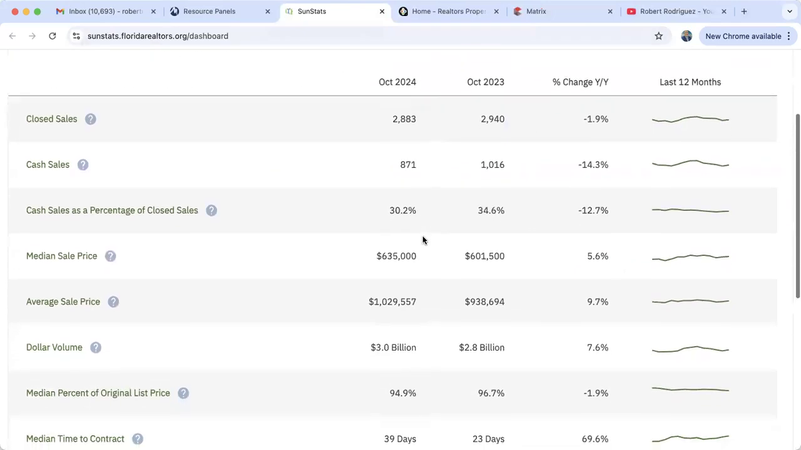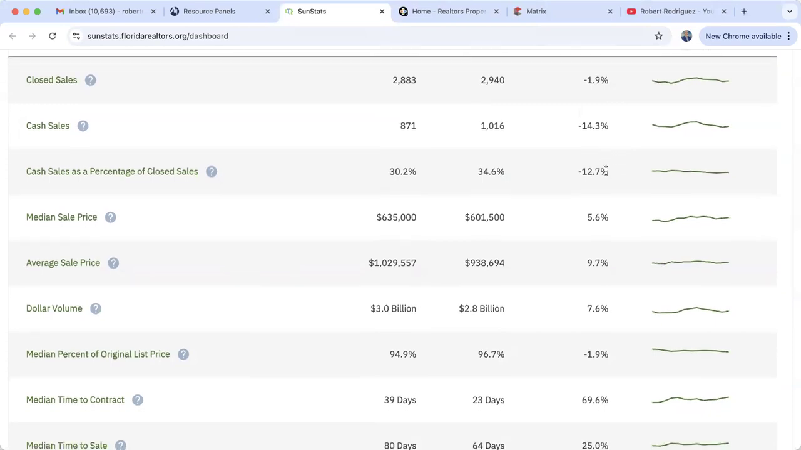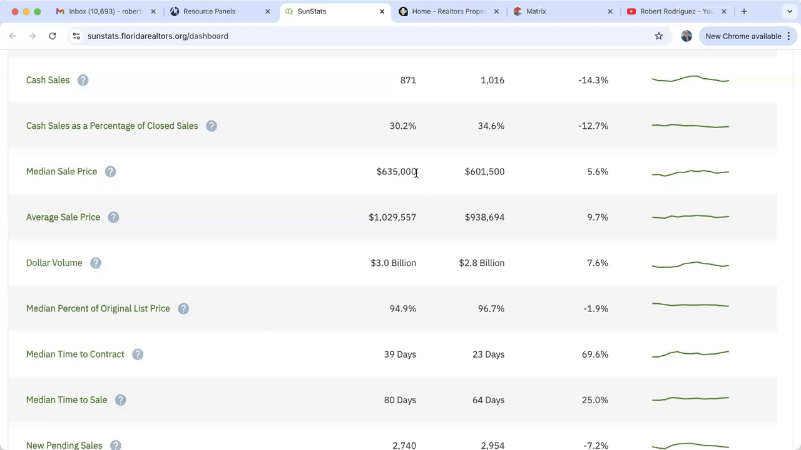All right, so October, because November's not finished. So October 24 versus October 23, and then the percent change. Closed sales in Miami-Dade County, Broward, and Palm Beach County, 2,883 single-family homes. That's down 1.9%. Cash sales is 871 cash sales. That's also down 14.3%. Median sales price is $635,000. That's up 5.6%. So you see there's so many things trending downward, yet the prices don't reflect that.